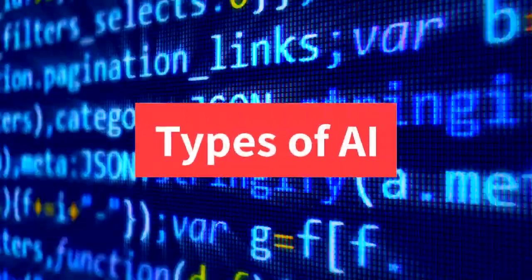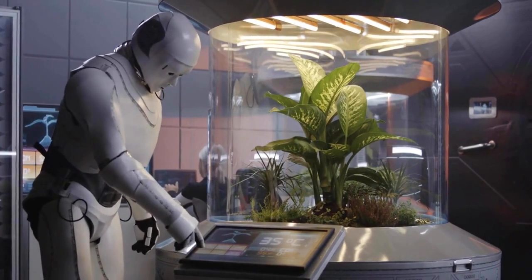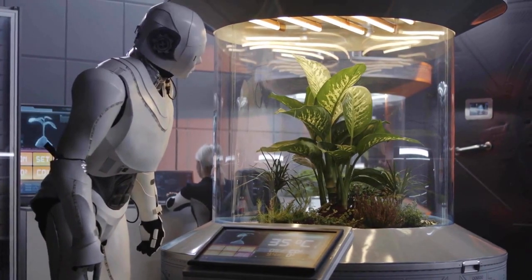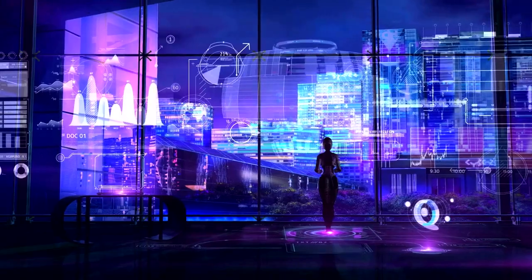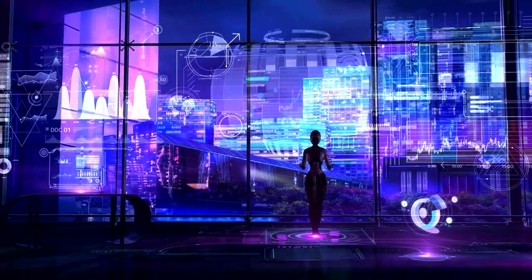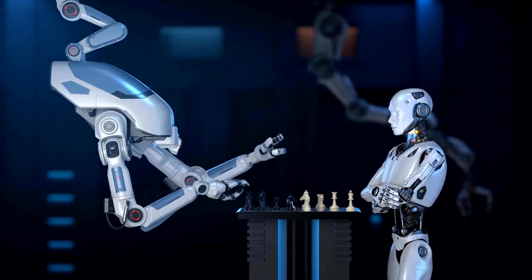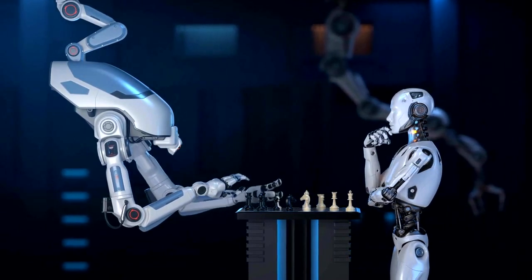Types of AI. Weak AI, narrow AI. Designed to perform specific tasks, such as virtual assistants and industrial robots. Strong AI, general AI. A theoretical form of AI that can understand, learn, and apply knowledge across a wide range of tasks, similar to a human being. 4 types of AI. 1.